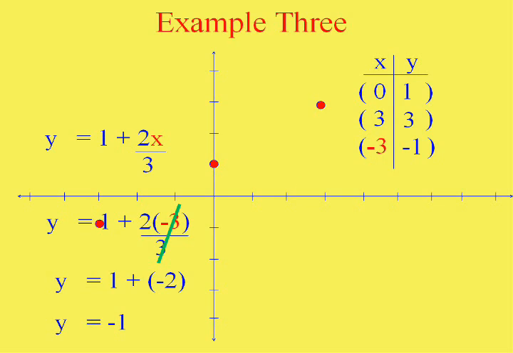And son of a gun, they line up. Yeah, baby. And all you have to do is draw the line. To infinity and beyond. And put the arrows on it. Okay? So make sure if you have a fraction, use multiples of the denominator. It'll make life way easier for you.